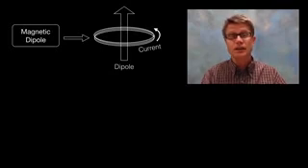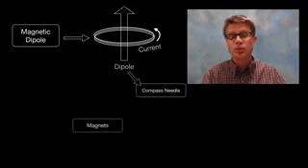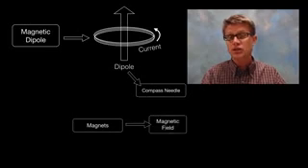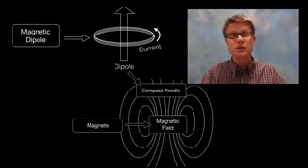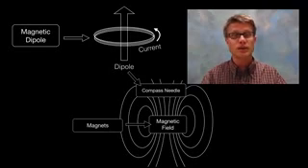But any kind of a magnet is going to be a magnetic dipole. So like a compass needle, a floating compass needle is going to be a magnetic dipole. And so if we put a compass needle next to a magnet, again, that magnet is going to generate a magnetic field. And so that compass needle, since it's a magnetic dipole, is going to respond to that field. It's going to experience a torque and move in relation to that magnetic field.